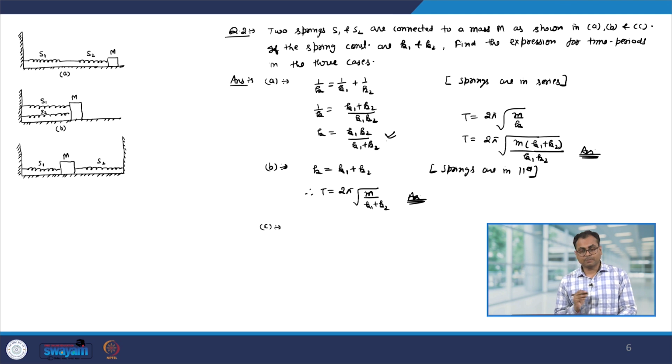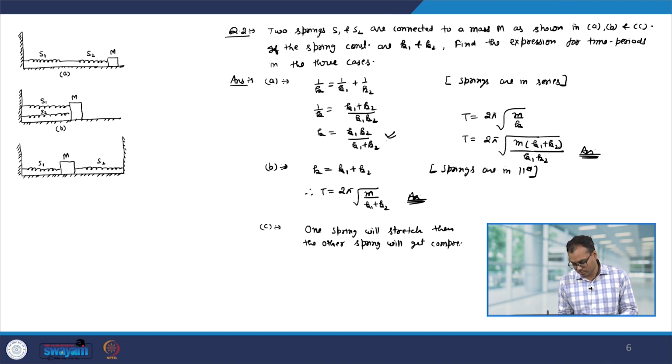Now, let us look at C. So, here if one spring will get stretched, then the other spring will get compressed. So, you can clearly see that if one spring will stretch, then the other spring will get compressed. Okay. Therefore, both the springs will exert the force in the same direction.